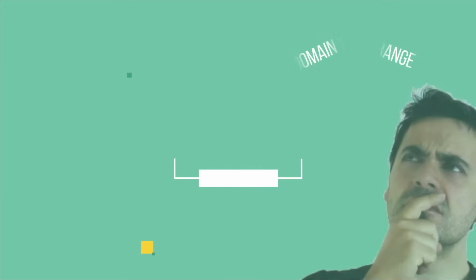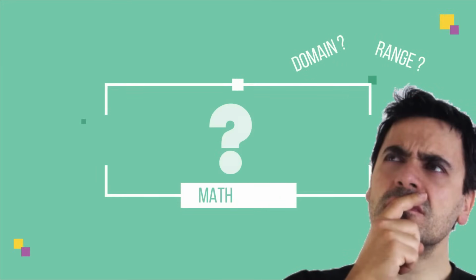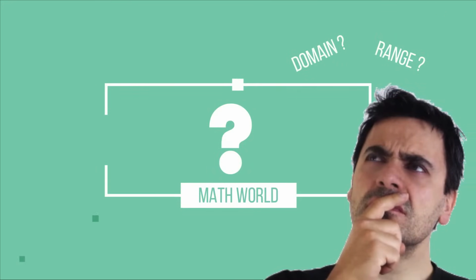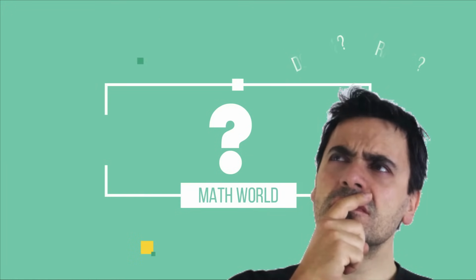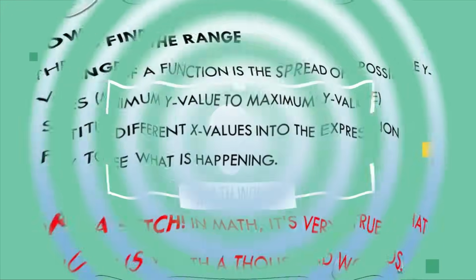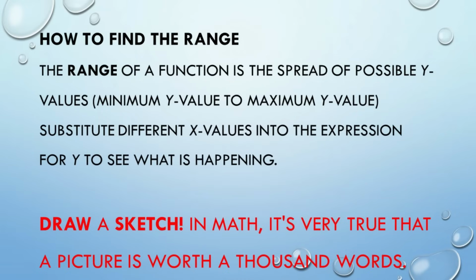Now there is an obvious question: how to find the domain and range of a function? Most of the time with a function, the domain should be expressed. It is given in the question. Otherwise, they will give you the shape and ask you to find the domain and range.